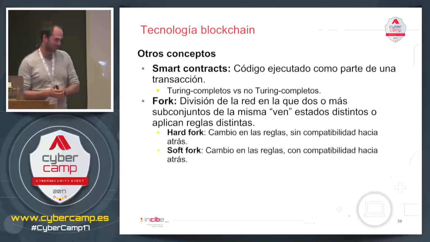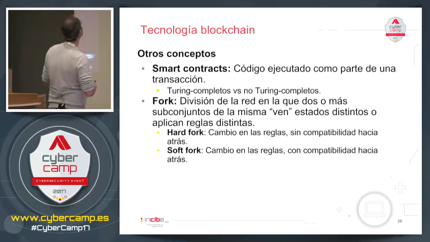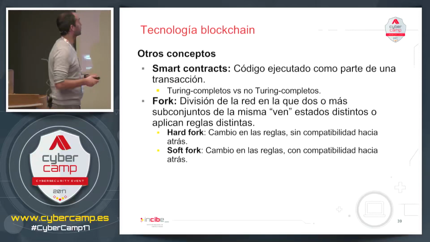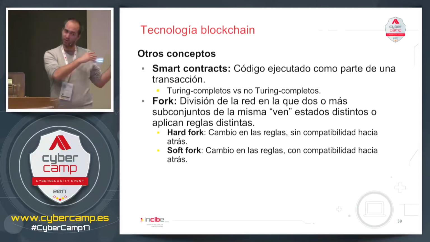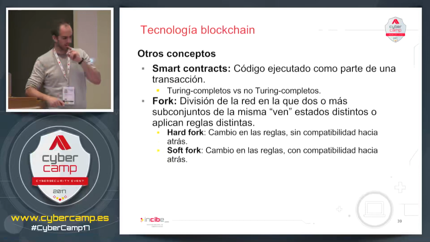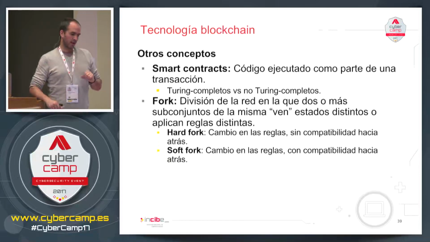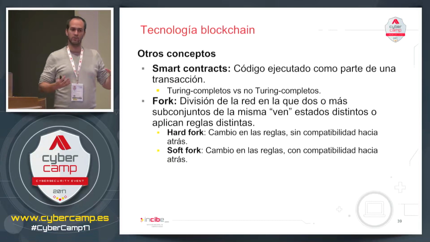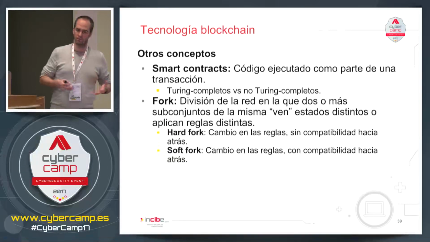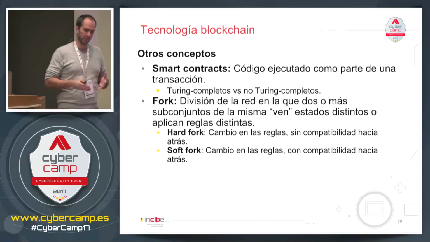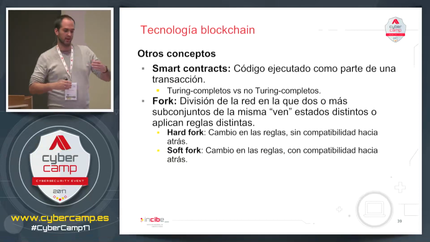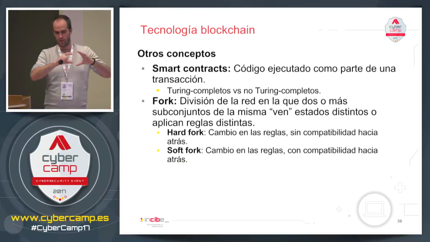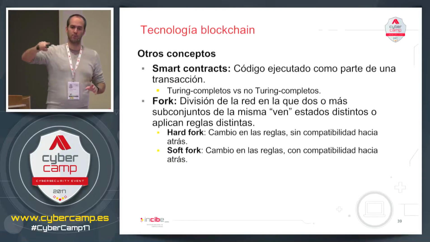What else? Other concepts? I'm going to start going a little faster. Smart contracts is code that's been run as part of a transaction. We saw that in Ethereum. In Bitcoin, any blockchain, or virtually any blockchain, can run limited code. In Bitcoin, I don't know if you remember the transaction that I showed you, the commands that were run.